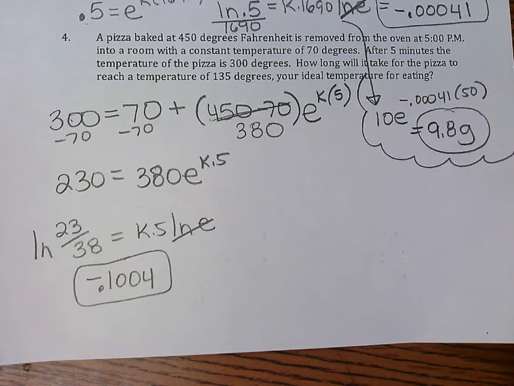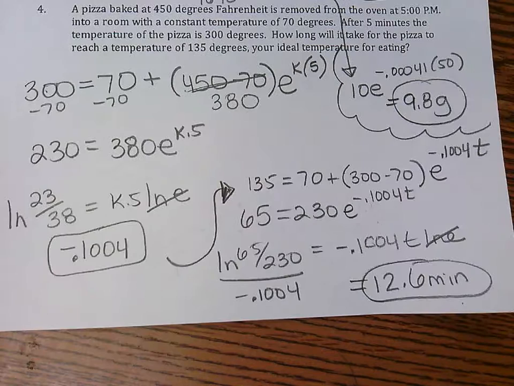So now you're starting at 300 and you're going down to 135. See if you can answer the rest of that question. So now that the pizza is 300 degrees, how many more minutes until the pizza is cooled to 135? So you ended up getting 12.6, those of you that did it?